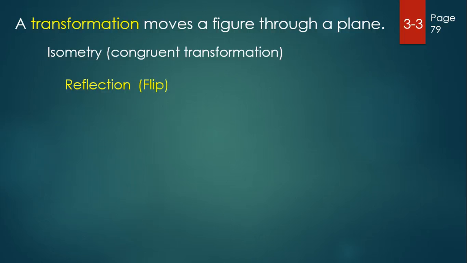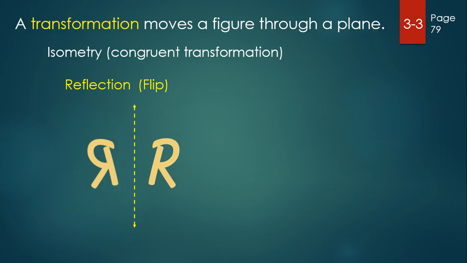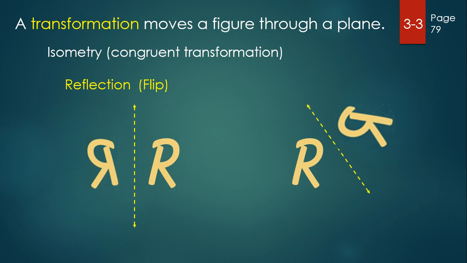In a reflection, which is also sometimes called a flip, our shape will be reflected across a line of symmetry, which acts kind of like a mirror. So if we reflect this R across this vertical line of symmetry, we have its reflection, its flipped image. That line of symmetry can be in any direction at all, so we can reflect across a line of symmetry that has any relation to the original shape. It might be in any direction, it might be any distance from that original shape.